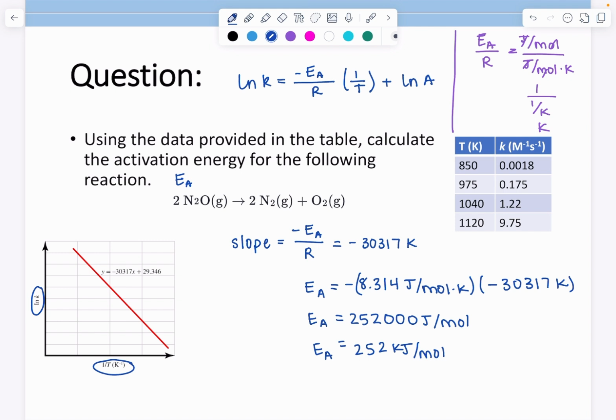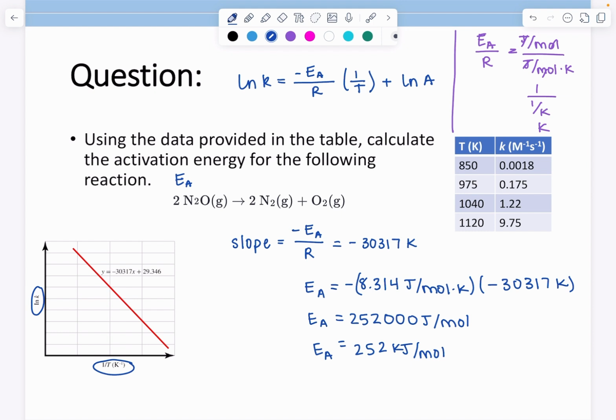So by calculating or measuring the rate constant at different temperatures, you are able to determine the activation energy for a reaction. Again, this is because the rate constant changes with temperature. So using those experimental values, we're able to calculate activation energy.